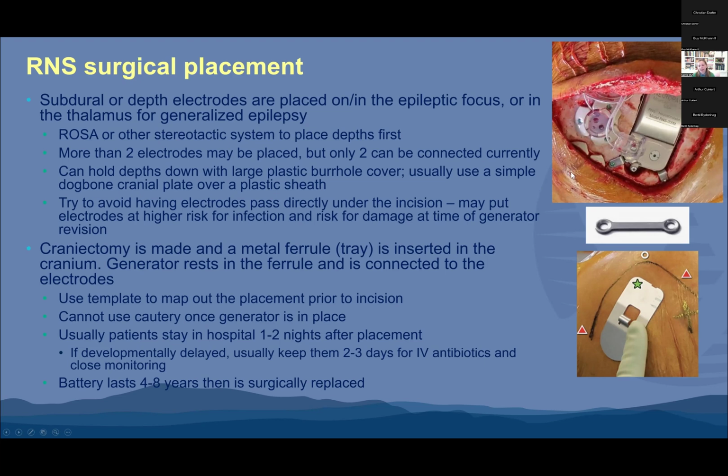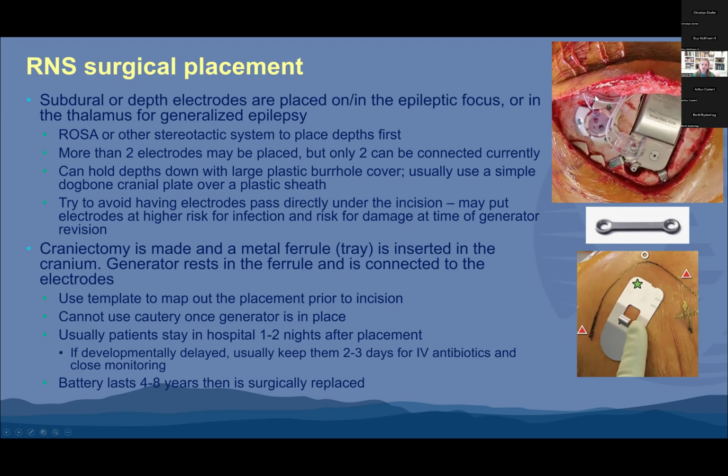I always try to avoid having the electrodes pass directly under the incision. I don't want to have risk of potentially infection by having electrodes go under the opening. And when you come back in to change the battery at some point down the road, I don't like opening up the skin over electrodes. So I always try to make sure that my depth electrodes come this way to the cranium so that they're not passing under the incision.